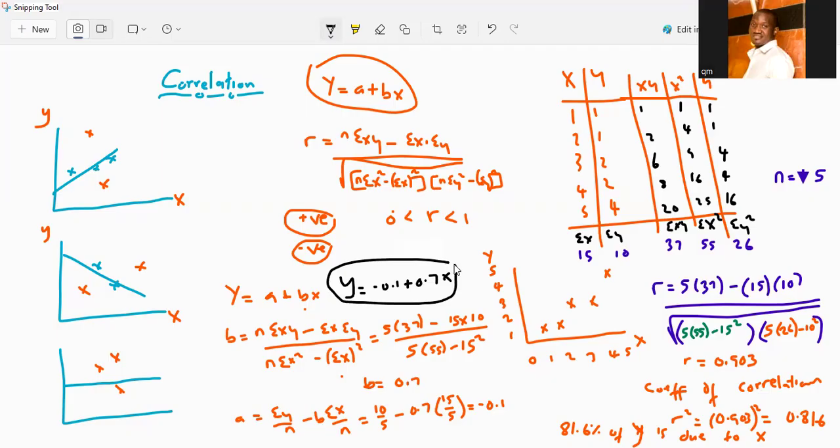So they'll then ask you to find y when x is 10. So substitute where there's x, you put 10. So you can say y is equal to negative 0.1 plus 0.7 x. So where there's x, you put 10.